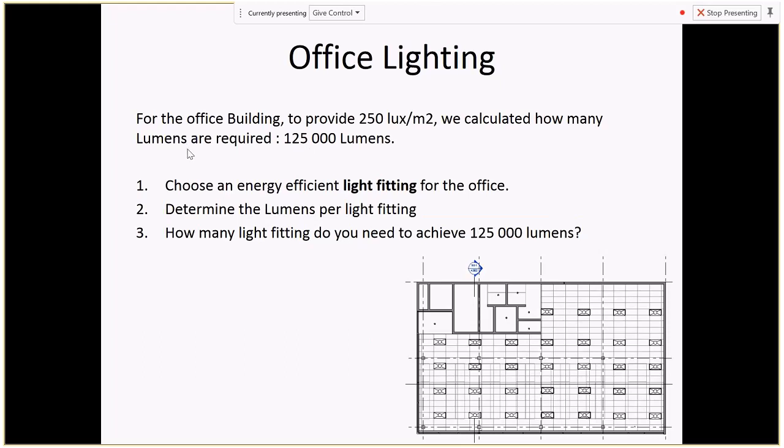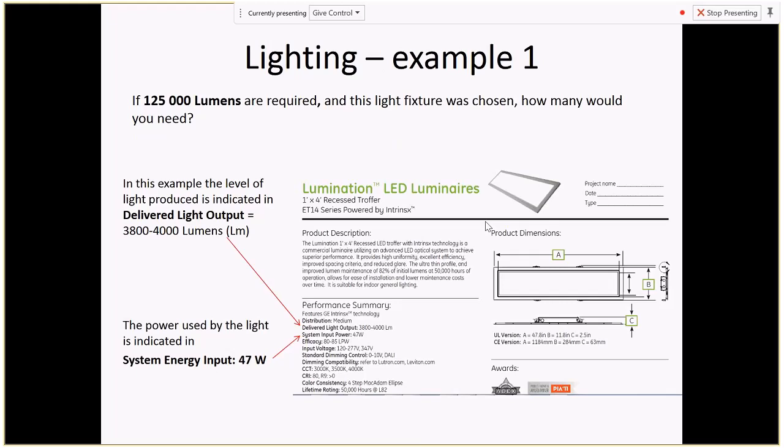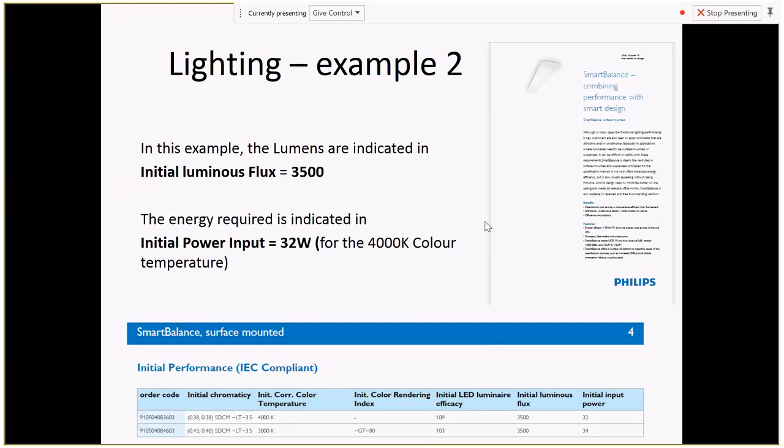So for the office building to provide 250 watts, this we've already worked through. Choose an energy efficient light fitting for the office. Determine the lumens per light fitting. How many light fittings do you need to achieve that 125,000 lumens, or whatever figure you calculate yourself? And this gives an example of that, with the lumens indicated.